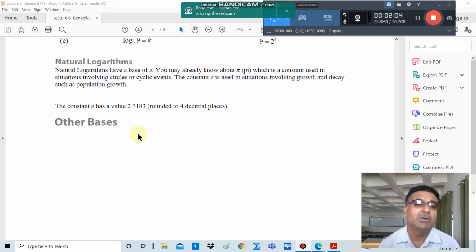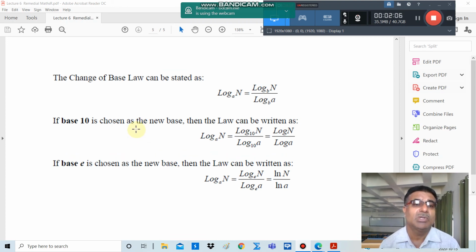Now the logarithm for other bases. The change of base law can be stated as log n to the base a is equal to log n to the base b divided by log a to the base b. Here b is an arbitrary base. You can choose the base arbitrarily. Here there is no indication about b on the left hand side, but on the right hand side the base b is used.